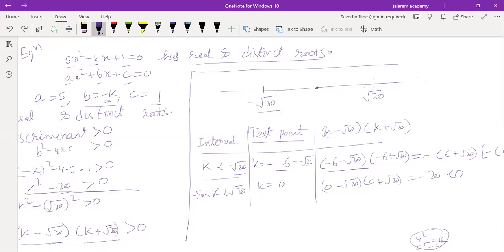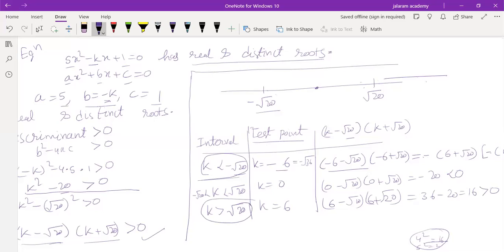Then the next case, when k is greater than root 20, in this region. If we take k equals 6, 6 is always greater than root 20. So 6 minus root 20 into 6 plus root 20 will again be 6 square, that is 36, minus root 20 square, 20, which is 16. So it is also strictly greater than 0, so it is also satisfying the inequation. So there are two answers: one when k is less than minus root 20 and the other when k is greater than root 20.